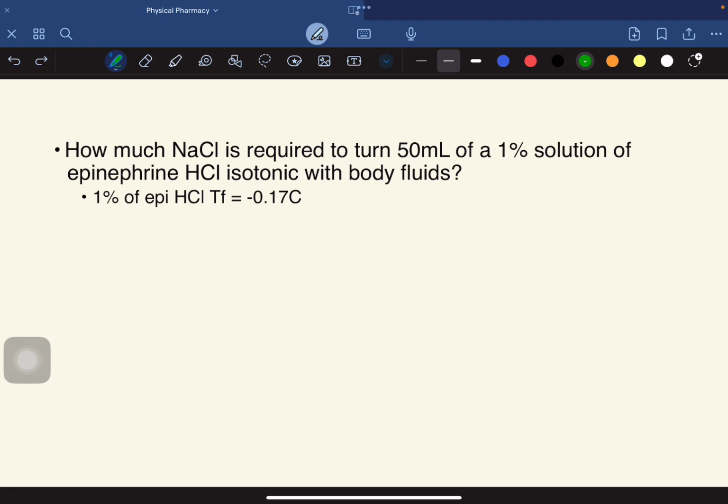Okay, so next question. How much sodium chloride is required to turn 50 ml of a 1% solution of epinephrine hydrochloride isotonic with body fluids? The freezing point of 1% epi is a negative 0.17 degrees Celsius. So again, we will apply the ratio and proportion. So 0.9% over negative 0.52 degrees Celsius equal to unknown percent of sodium chloride.